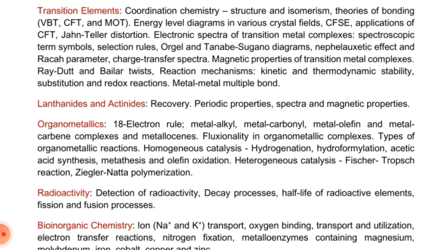Transition elements, coordination chemistry, structure and isomerism, theories of bonding, VBT, CFT, MOT, energy level diagrams in various crystal fields, CFSE, application of CFT, Jahn-Teller distortion, electronic spectra of transition metal complexes. Spectroscopic terms, symbols, selection rules, Orgel and Tanabe-Sugano diagrams, nephelauxetic effect and Racah parameter. Charge transfer spectra, magnetic properties of transition metal complexes.